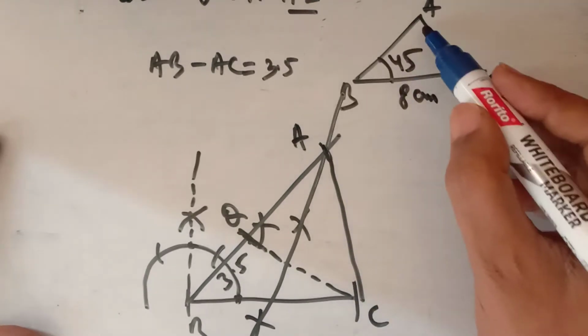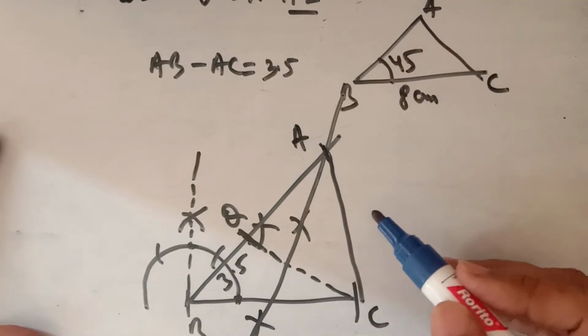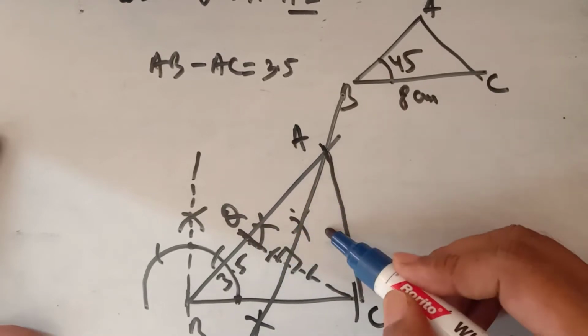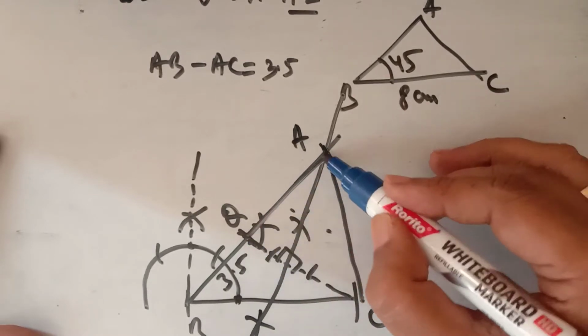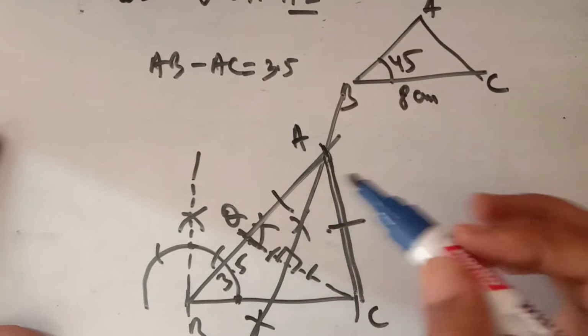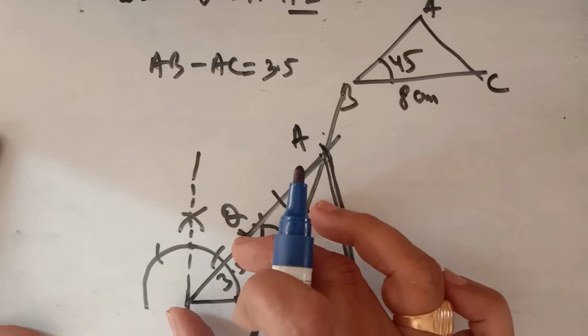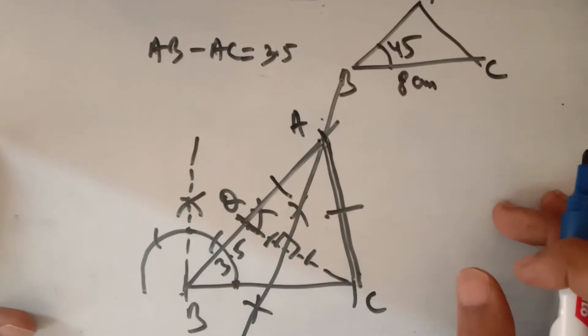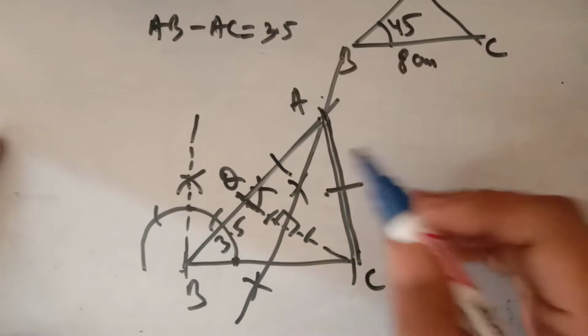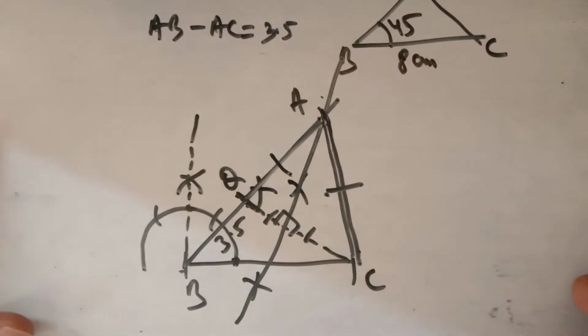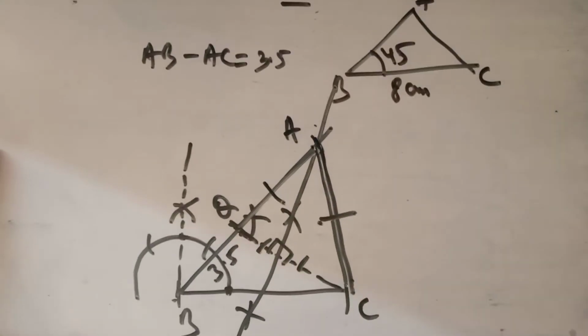Now, why is the difference between AB and AC equal to 3.5? Because this is the perpendicular bisector, these two triangles are congruent. Then this side will be equal to this, means these two sides are equal, and AB is more than AC by 3.5, which says the difference between the sides AB and AC is equal to 3.5. So, we will construct it like this, by using the compass and scale.